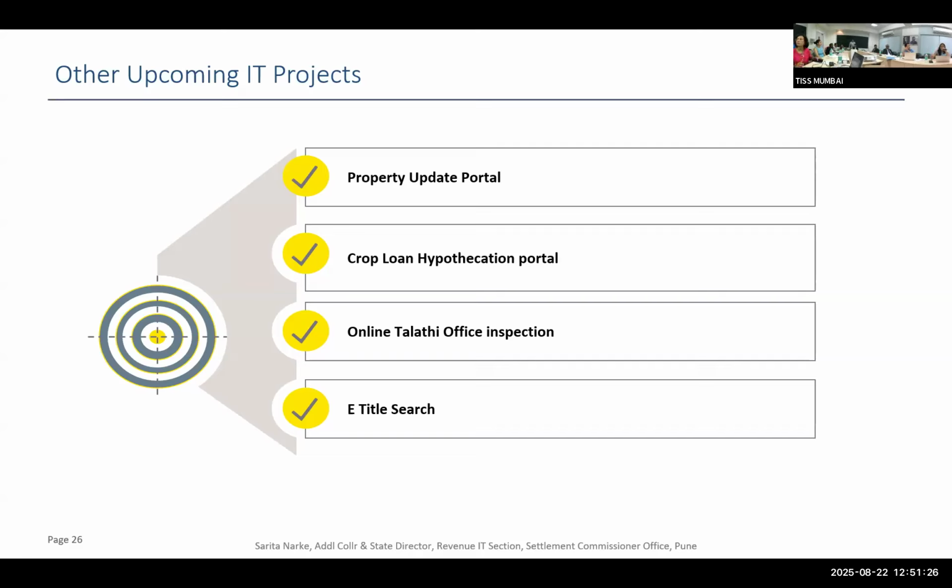Online Talati office inspection is again a very important thing which we are doing. We have improved ourselves quantitatively: mutation disposal days we have brought down from 100 to 22. But what about the quality of the mutation, whether that is proper or not? For that, we have developed this inspection and it will be launched soon. E-title search is a huge, big project where we'll be showing all our data, not only the mutations, but the scanned information.